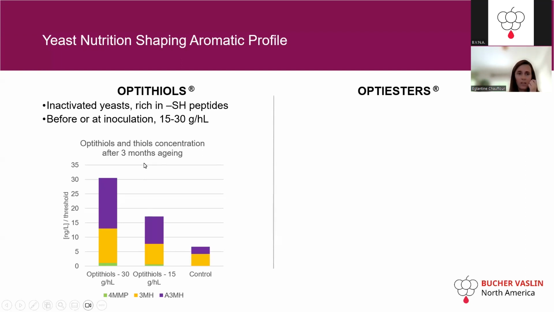This is 3 months of aging of the wine. After 3 months of aging, and then we put 30 grams per hectoliter, we double again. So we are more than 3 times more than in the control. So the wine is way more aromatic, way more complex, and way more thiolic. Very interesting in whites, in rosé, but also in reds, where it helps you boost the fresh fruit and some floral characters.